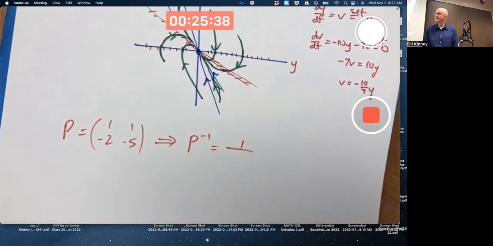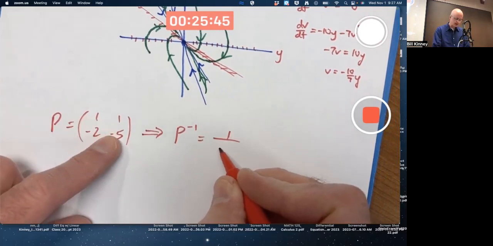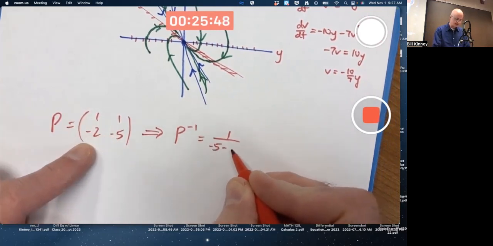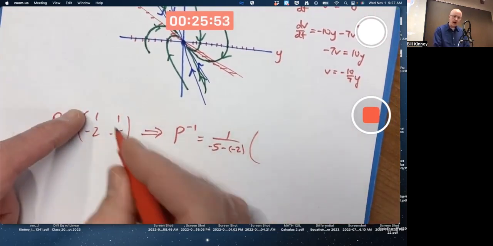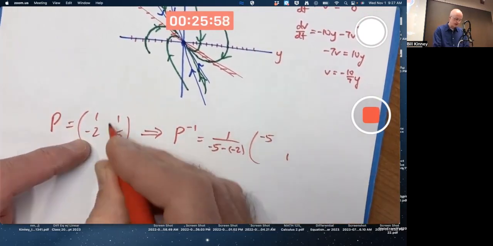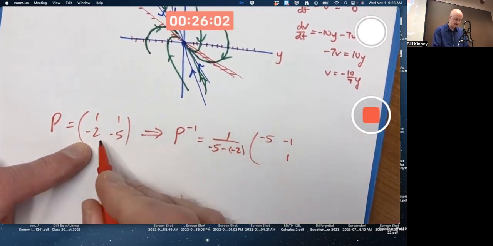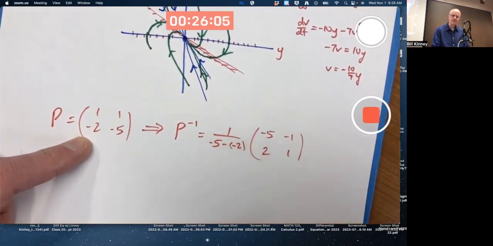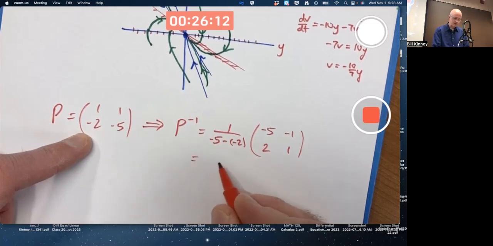In the 2 by 2 case, you can use the shortcut formula. Do 1 over the determinant. The determinant's going to be -5 minus -2. Then you swap the main diagonal entries, so the 1 and the -5 get swapped. And you put negative signs in front of the off diagonal entries. So this 1 becomes a -1, and this -2 becomes a +2. In this case, the determinant's not plus or minus 1, so we will get fractions involved for the inverse, but that just happens sometimes.